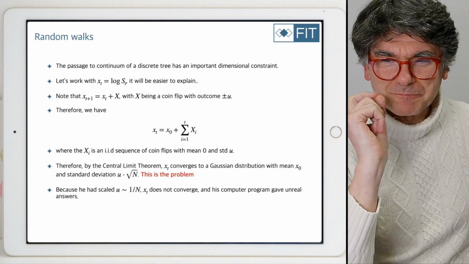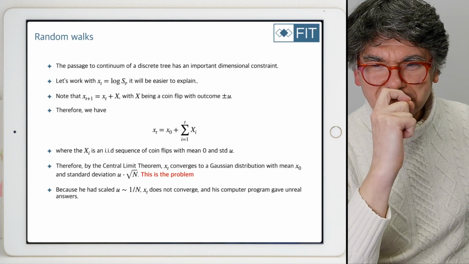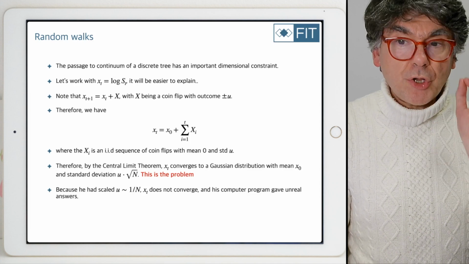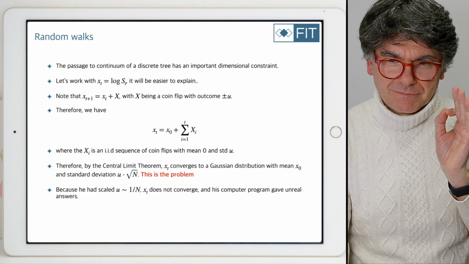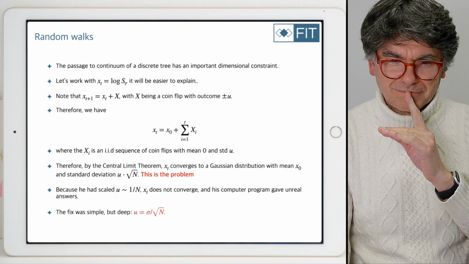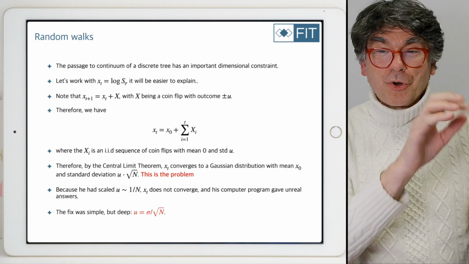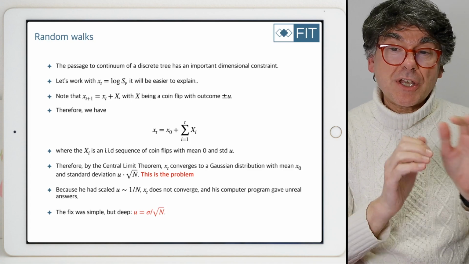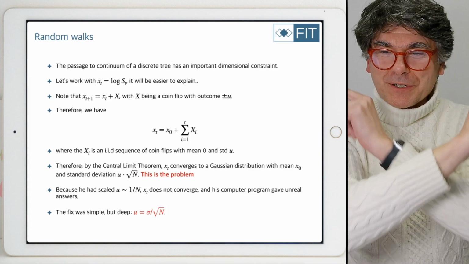This is the magic. That's the important thing that I want you to remember. If you remember this, you'll understand everything. The fix was very simple. You go at the beginning of the code where you wrote u equals sigma over n and change it to sigma divided by the square root of n, and everything works.